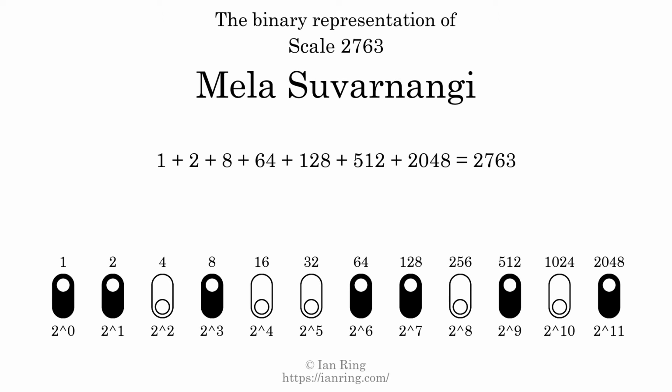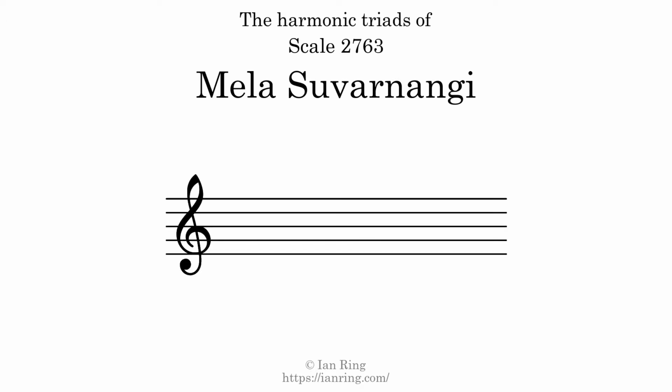2763. The scale number not only enumerates the scale with a unique index, but it also literally describes the tonal content of the scale. Represented as a binary number in base 2, the scale number is 101011001011. Here are the harmonic triads present in this scale.